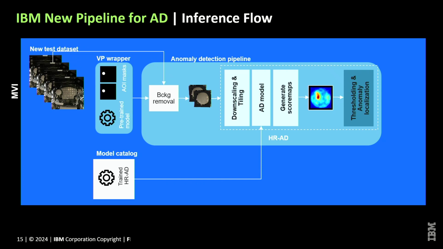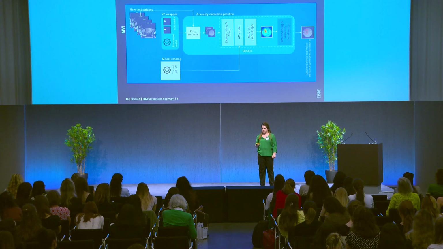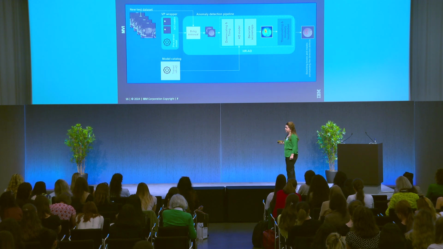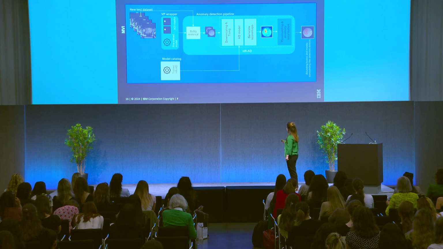We find you the optimal threshold, and we localize the anomaly, and what you're going to get is a mask and a nice bounding box around the defect. And this is all available now in the Maximo Visual Inspection products. So we have successfully replaced a pipeline that was not working before with something that is actually giving better results.